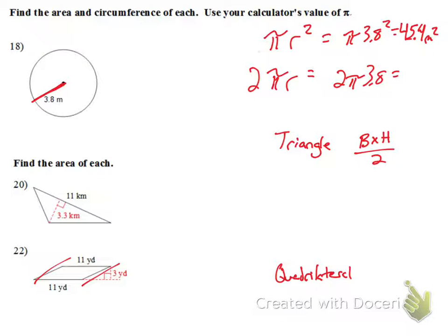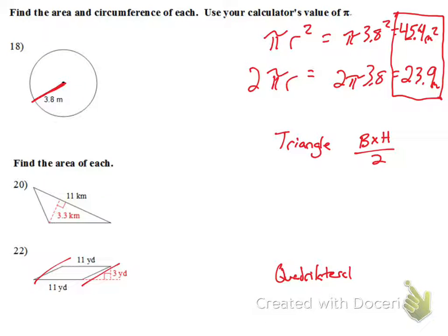And then I would just do 2 times pi times 3.8. And that's going to give me 23.876. I'm going to round to the tenth, so my final answer would be 23.9. So these would be my final, and then now I got to add meters. These would be my final 2 answers.